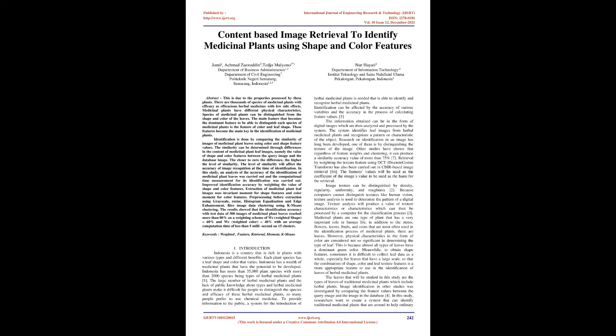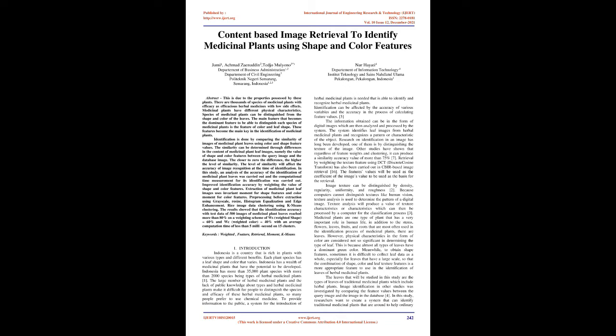Image data clustering uses k-means clustering. The results showed that the identification accuracy with test data of 500 images of medicinal plant leaves reached more than 80% on a weighting scheme of WS, weighted shape, equals 60% and WC, weighted color, equals 40%, with an average computation time of less than 5 milliseconds on 15 clusters. Keywords: weighted, feature, retrieval, moment, k-means.